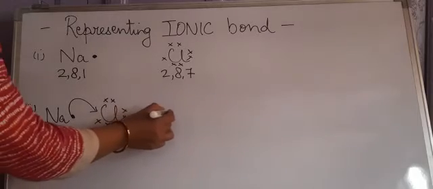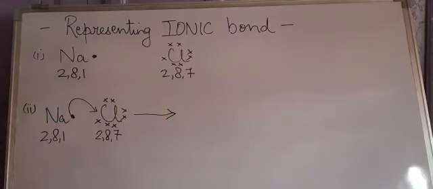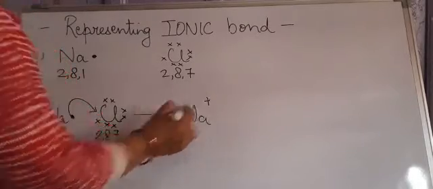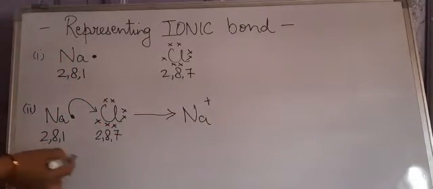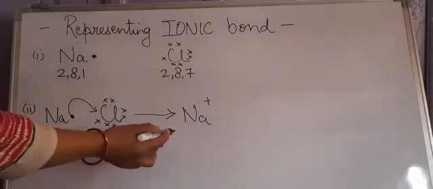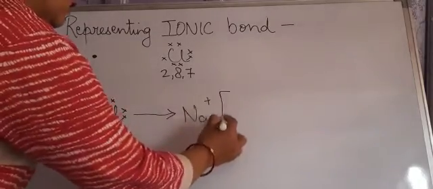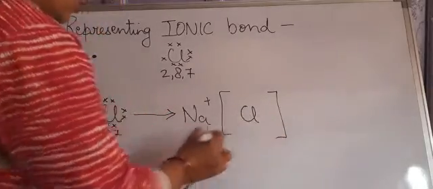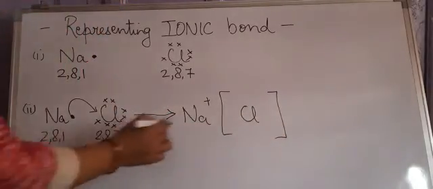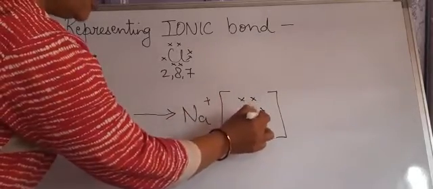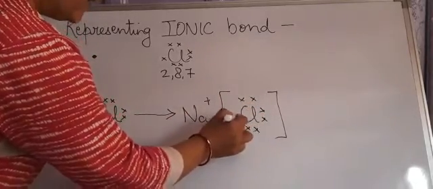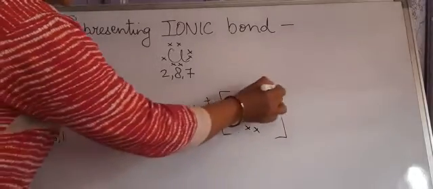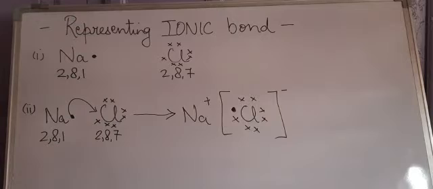And then you are going to show this leads to the formation of Na positive, because it has lost one electron, sodium, so it becomes Na positive 1. And chlorine you are going to put in a bracket with all 8 electrons. You are going to show 1, 2, 3, 4, 5, 6, 7 of chlorine, and 1 that it has taken from sodium, and this has become negatively charged.